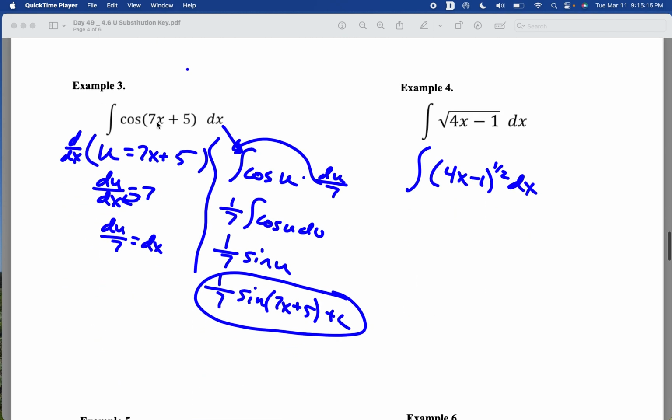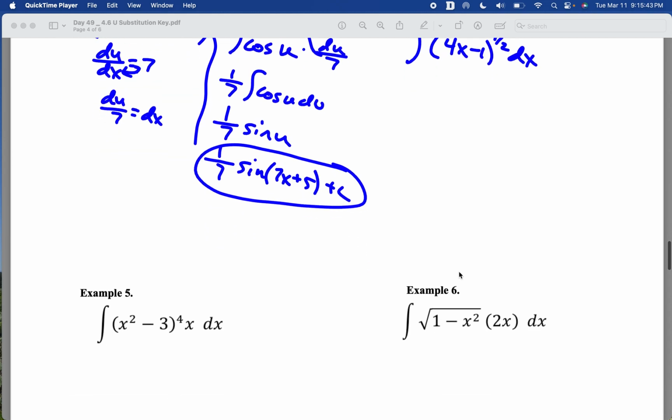Okay, so this is an example of cosine. So this is something other than x, okay? So again, I'm not going to go through all the steps. You can kind of read it. But my inner function is 7x plus 5. Taking the derivative, this would be my dx. I'm substituting as much as I can, so I get cosine of u times du over 7. That is a coefficient, so I can take that out. The integral of cosine is sine, so that would be my final answer.